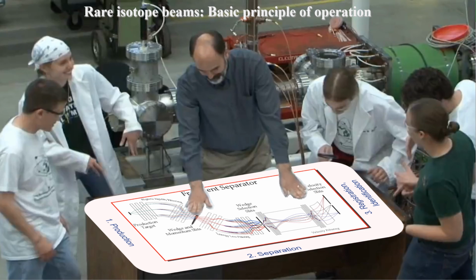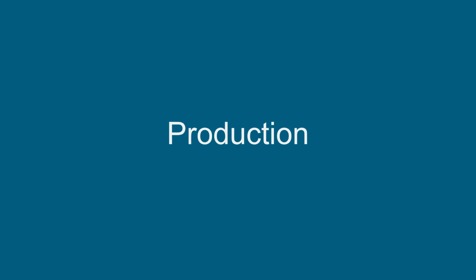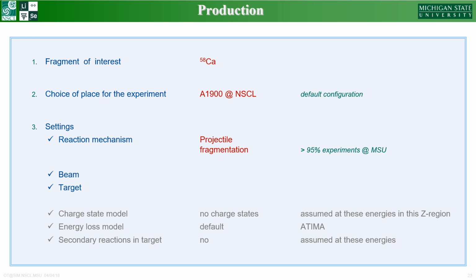We begin with the basic principles of the creation of rare isotope beams: production, separation, registration, and identification. Production. For example, we are interested in the production of the 58 calcium isotope. First of all, it is necessary to choose the laboratory and setup of where to perform your study. In the case of Michigan State University, the reaction mechanism is projectile fragmentation. Then it is necessary to specify target and beam.